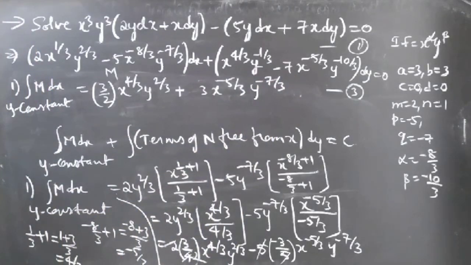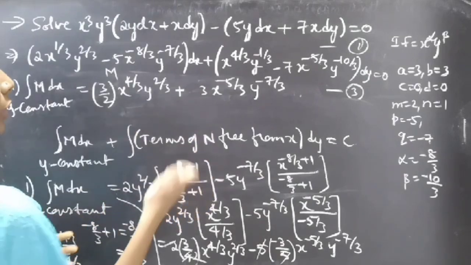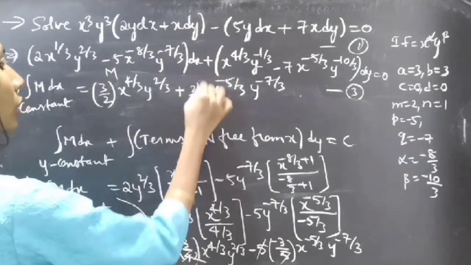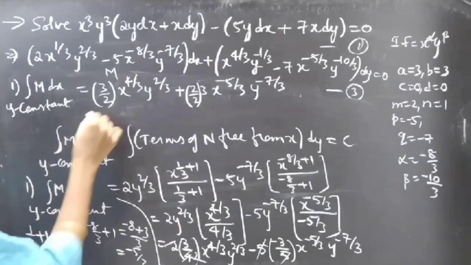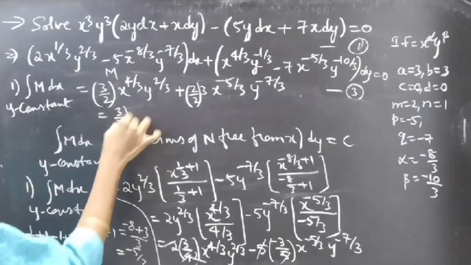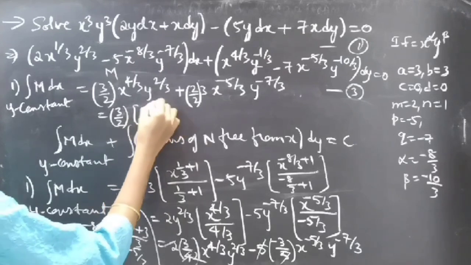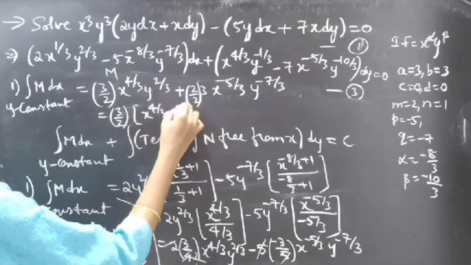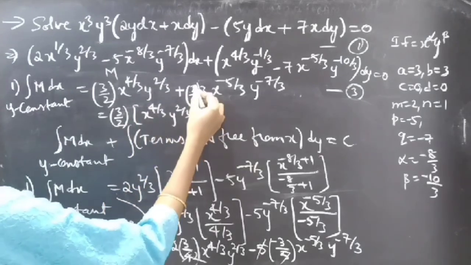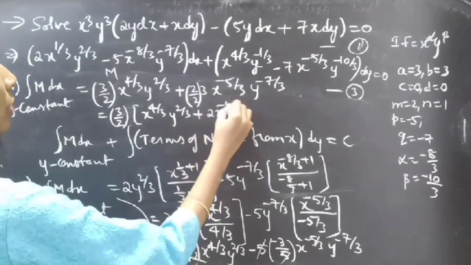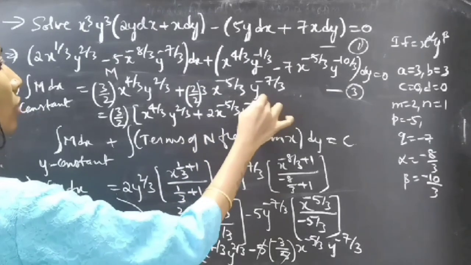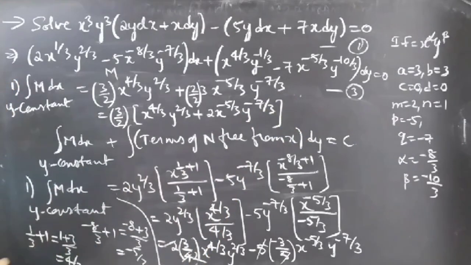So now we can take 3 by 2 common from these two terms, since the second term doesn't have 1 by 2. So we'll multiply and divide 2 to this term. Now let's take 3 by 2 common from these two terms. We'll get 3 by 2 into x power 4 by 3 y power 2 by 3 plus, if you take 3 by 2 common, you'll get 2x power minus 5 by 3 y power minus 7 by 3. This is the result obtained from the first integral.